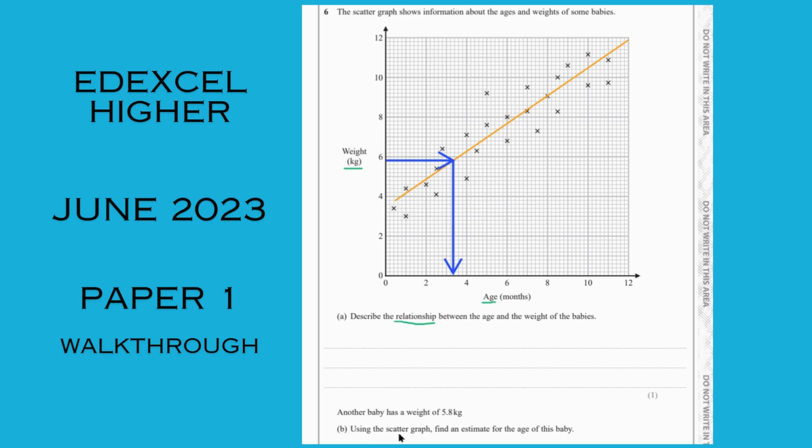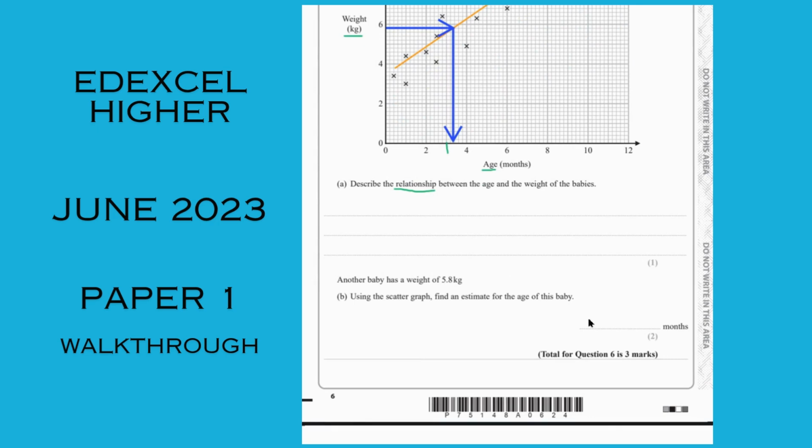Another baby, use a scatter diagram. You need a line of best fit, try and balance it above and below. As you can see, my answer of 5.8, it's coming out just over 3, so I'm calling mine about 3.1. Mark scheme allows a bit either way.